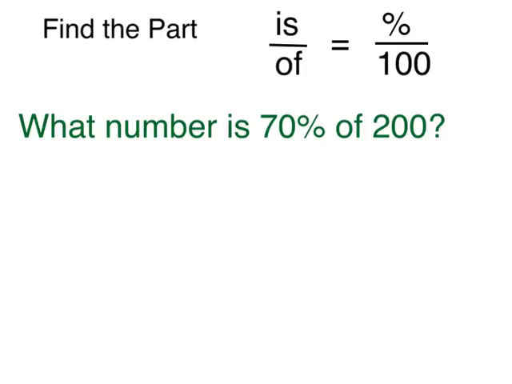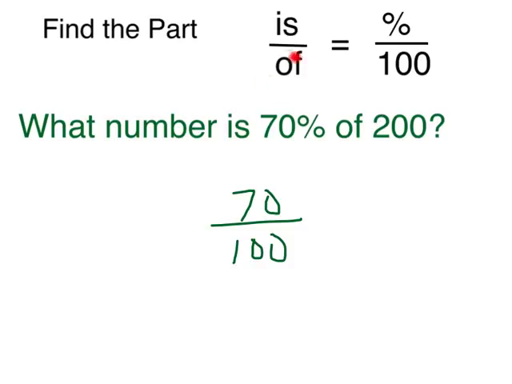In our last example, we're going to find the part. So when we look at our ratios, we have is the part of the whole. And we already know our percent is out of 100. So looking at our problem, what number is 70% of 200? 70%, we know that's going to be 70 over 100. The other part we have to figure out, what number is 70% of 200? Of 200 is our whole.